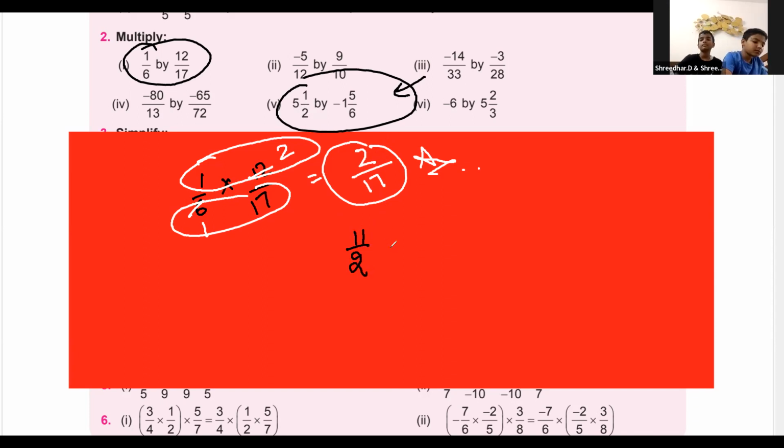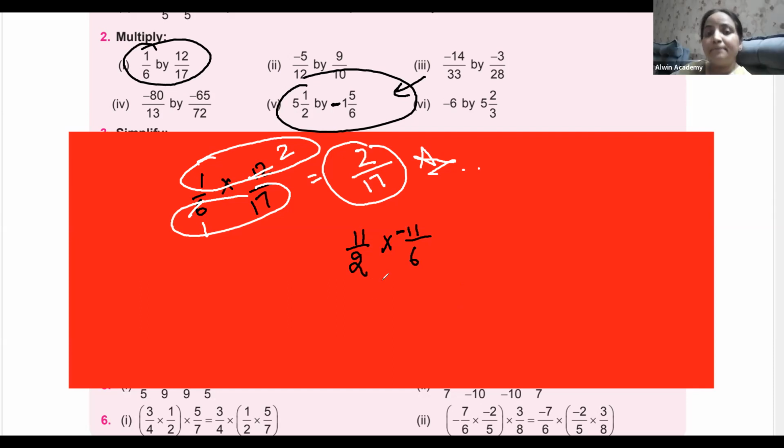11 by 2 multiplied by the negative mixed fraction, which is 11 by 6. 6 plus 5 is 11. So 11 by 6, but negative. This negative is there, no? Don't forget to write this negative. Now, can anything be cut? Nothing can be cut, right?